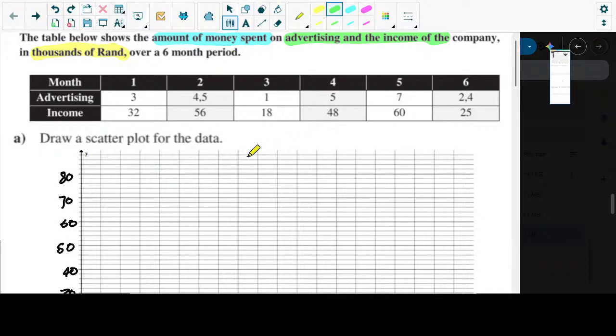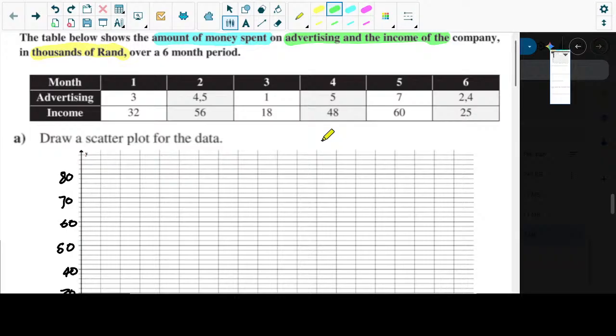And then the income of the company in thousands of rands over a 6-month period. So on our table we have months as the first column, advertising as the second, and then income. What we're trying to compare here is advertising and income. The months are not interfering with us here, so we're not interested in the months. We're interested in the amount we spend on advertising and the income.